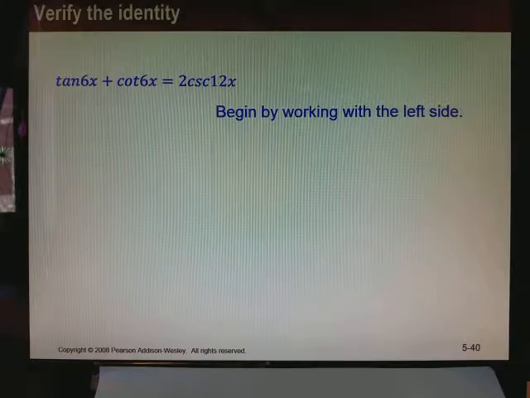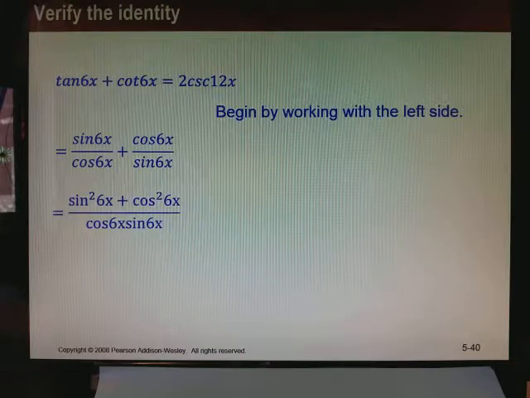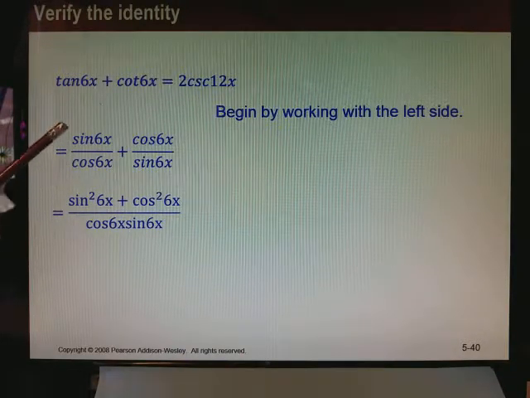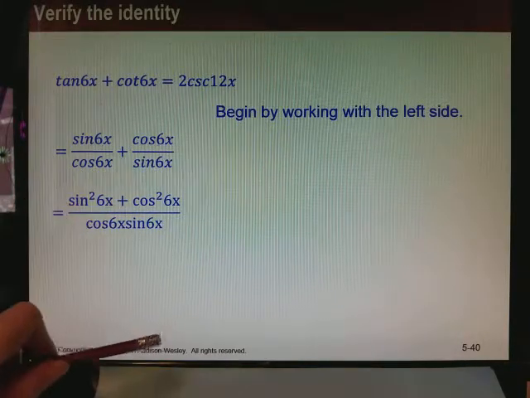Again, they told us to start with the left side again. So we know the tangent is the same as the sine of x over cosine x. The cotangent is cosine over sine. If I get a common denominator, that would mean I need to multiply this fraction by sine of 6x on top and bottom. The second fraction by cosine of 6x on top and bottom.